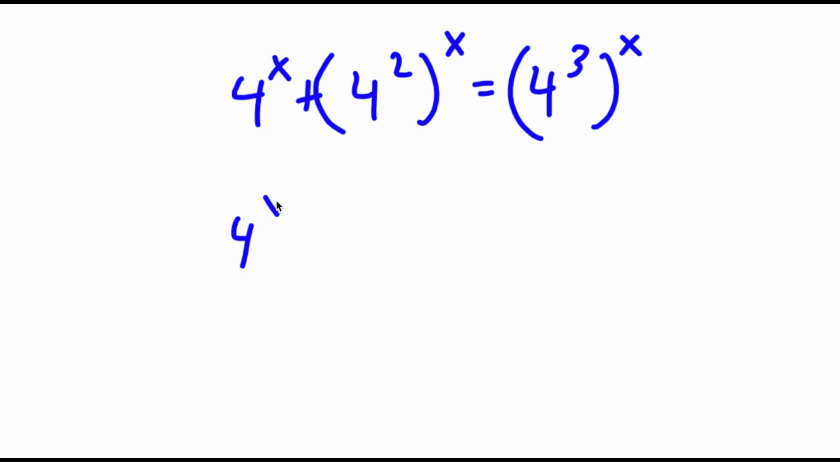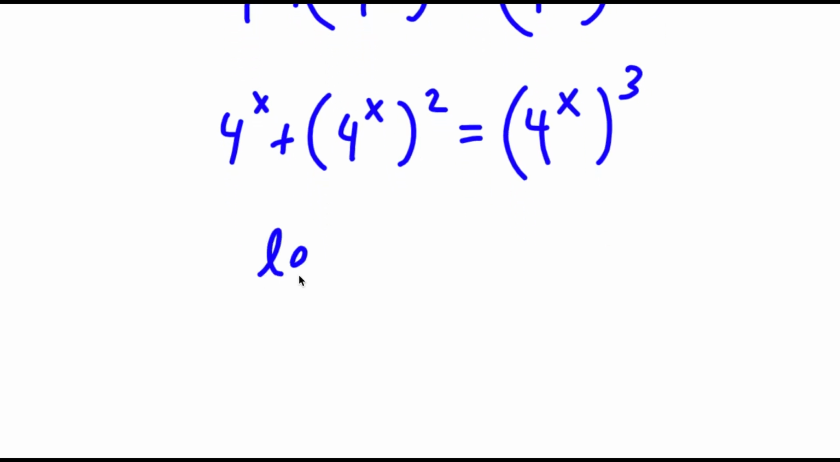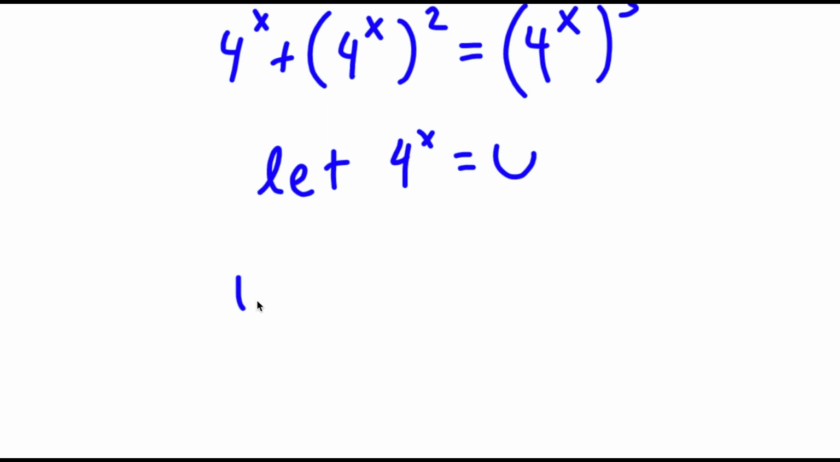Now I'm going to rewrite this as 4 to the power of x squared. 4 to the power of x plus 4 to the power of x squared is equal to 4 to the power of x to the power of 3, because I can switch the places of these two. Now I'm going to let 4 to the power of x equal the variable u. So now I have u plus u squared is equal to u to the power of 3.